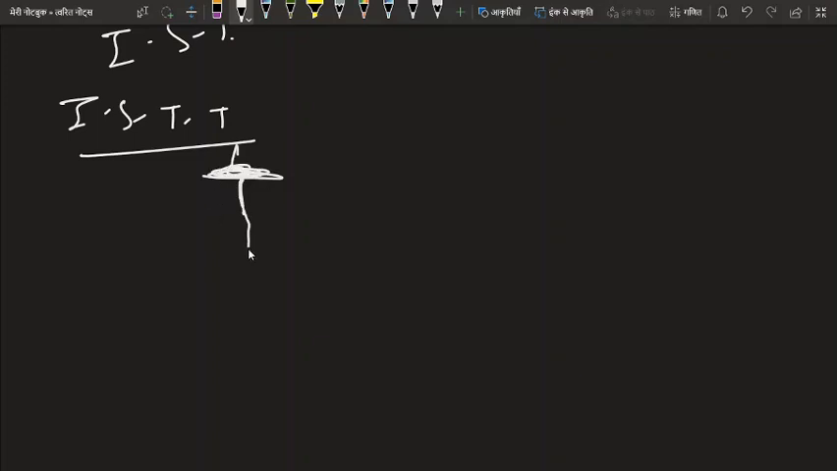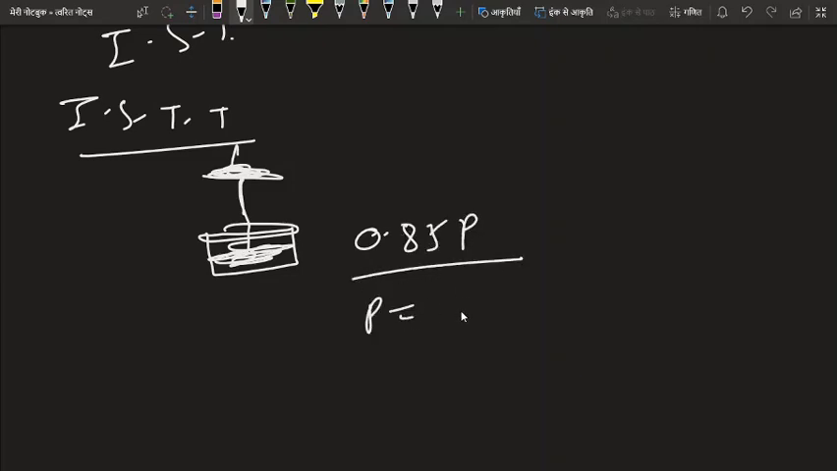Why do we use this needle? This needle penetrates the mold containing cement paste for finding the initial setting time. A cement sample is taken and mixed with 0.85 P. What is 0.85 P? P is the water required for the standard consistency test.